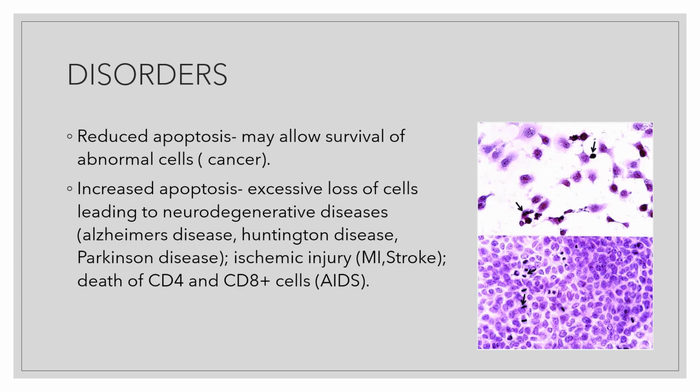Next are the disorders associated with apoptosis. If there is reduced apoptosis, it might cause diseases like cancer or autoimmune diseases because of the increase in abnormal cells. But if there is increased apoptosis, there is excessive loss of cells that might lead to neurodegenerative diseases like Alzheimer's, Huntington's disease, Parkinson's disease. It can also lead to ischemic diseases like myocardial infarction and stroke, and it can also lead to the destruction of CD4 and CD8 positive cells that can cause AIDS.